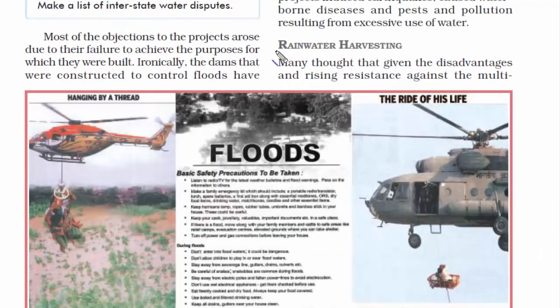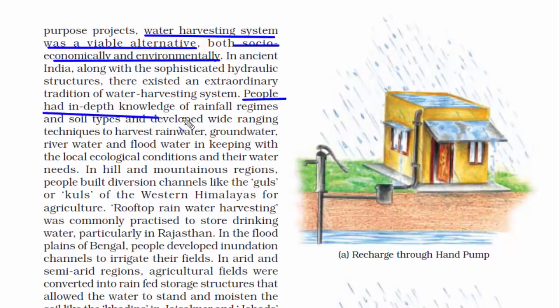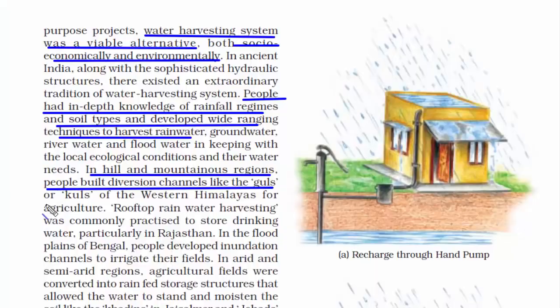And the next topic is rainwater harvesting. Now a water harvesting system is a viable alternative, which means it's good both socio-economically and environmentally. Over time people have developed wide-ranging techniques to harvest rainwater, groundwater, river water and flood water. For example, in the hilly and mountainous regions, people have built narrow diversion channels like gullies to supply water for their agriculture. Now rooftop rainwater harvesting is a very common one.